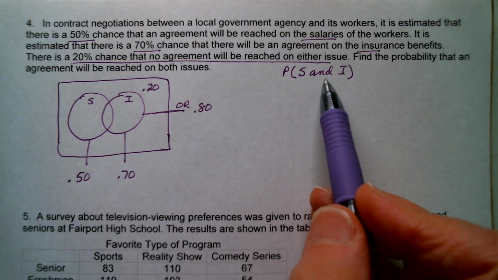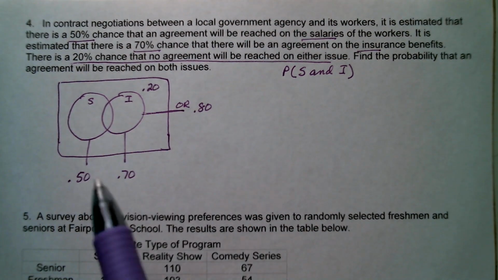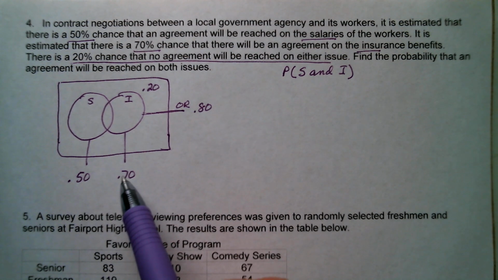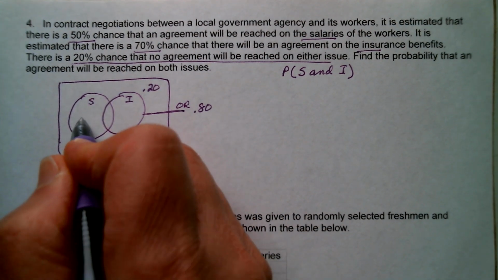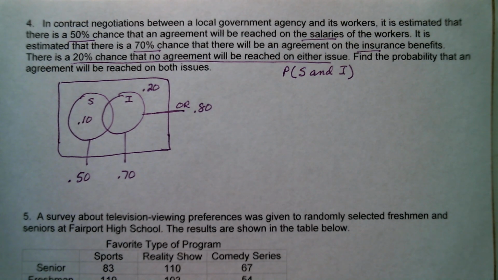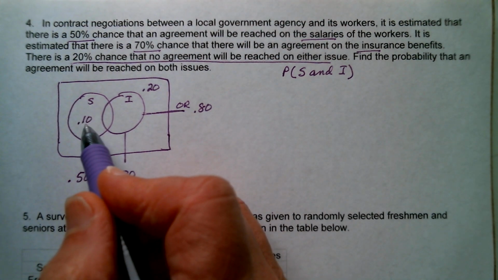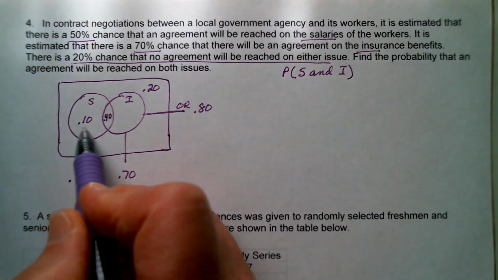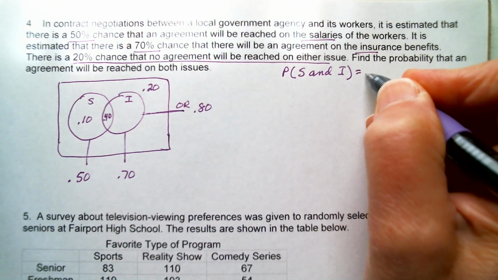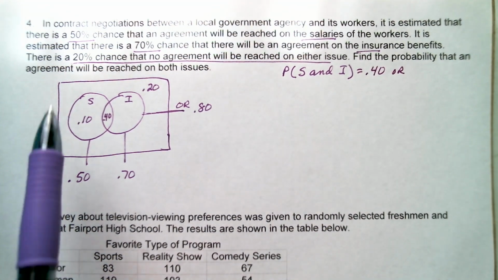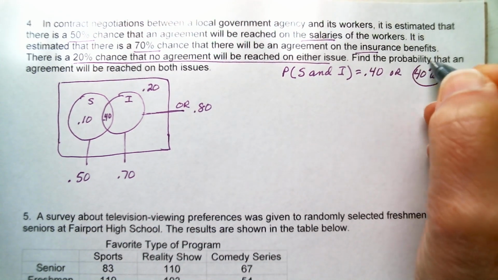Okay, so I want the AND. This is what we're trying to find. If this is 0.80, all of these together, and all of circle I is 0.70, then that leaves this to be 0.10. And if all of circle S is 0.50 and this portion's 0.10, then this has to be 0.40. They have to add to 0.50. So that's our AND. The probability of S and I is 0.40, or since these were given to us as percentages, I'll use our answer as a percent, 40%.